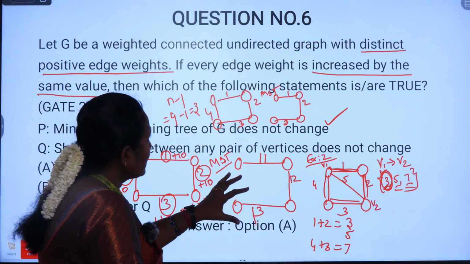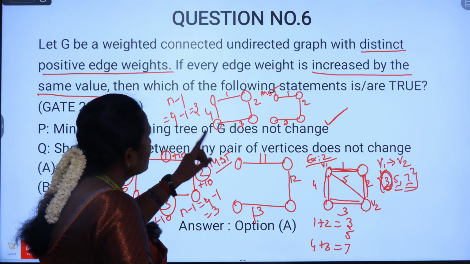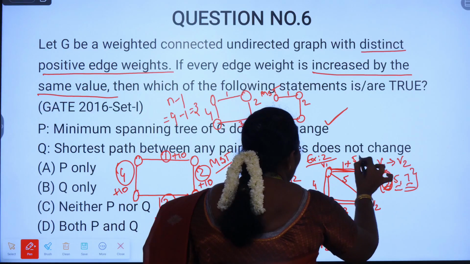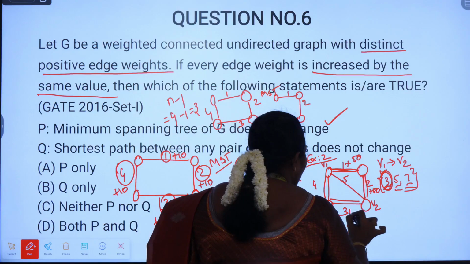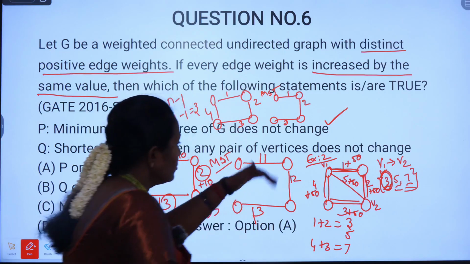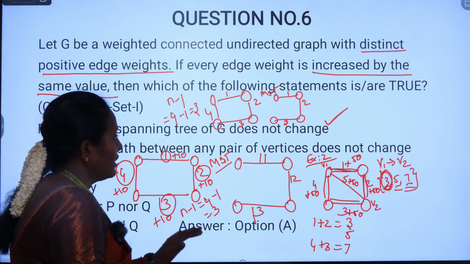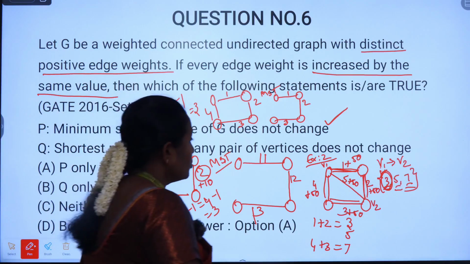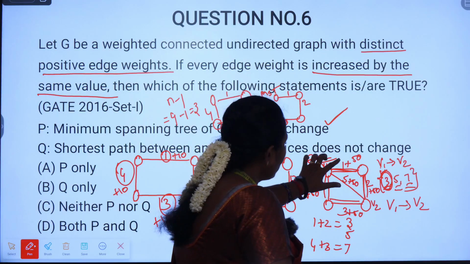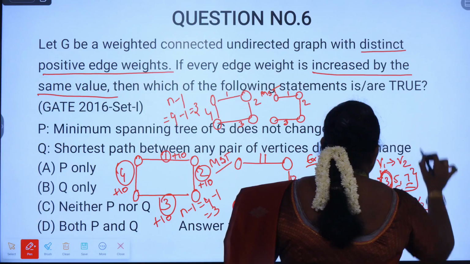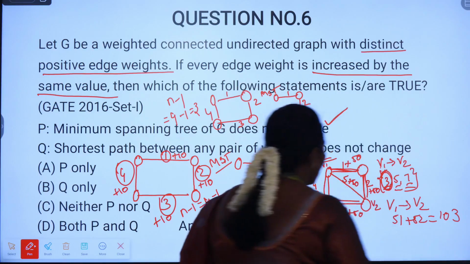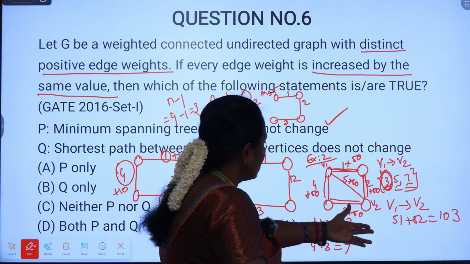Next, the condition they have given: every edge weight is increased by the same value. Now I am going to add some value, the same value, throughout the edges. I am going to add the same value, 50, to all the edges. If you add like this, what shortest path will you get to reach V1 to V2? This is 51 plus 52, 103. Here itself it is done.